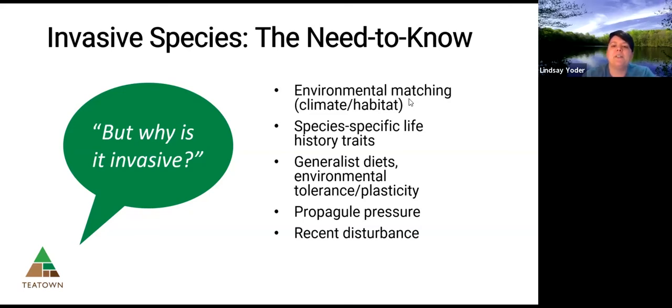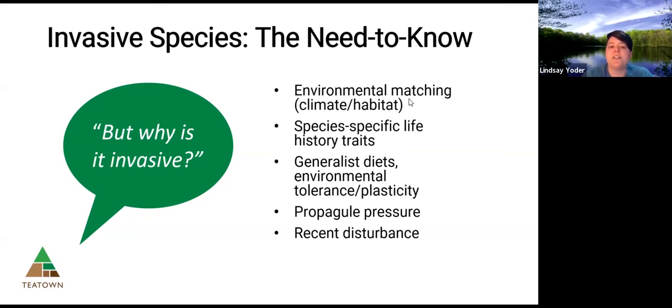And then environmental tolerance and plasticity. So this kind of goes against that environmental matching, because there are some species who are really adaptable. So they're able to come into new areas, especially if, when we're talking about animals, they come in as juveniles, they're actually able to adapt really quickly. And maybe that climate or habitat is not as important. It doesn't necessarily need to be exactly the same as their native habitat because they're able to adapt.